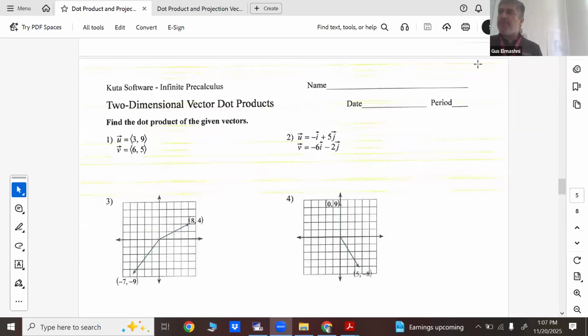Okay, 1 and 2, very straightforward. Dot product should be 18 plus 45, so 63 for number 1. 6 plus -10 should be -4 for number 2.